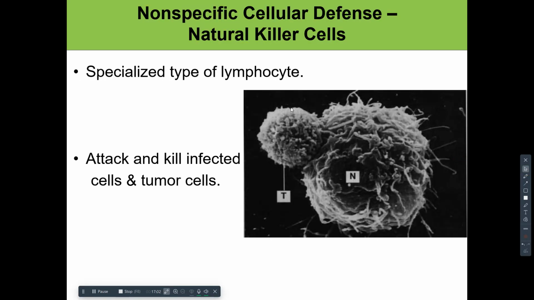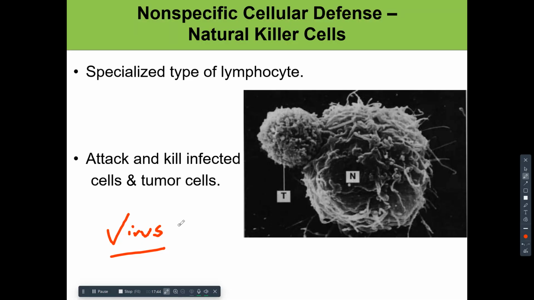All right, another nonspecific cell that we have is the natural killer cell, which is a special type of lymphocyte. I know we've already mentioned T lymphocytes and B lymphocytes. We're going to go into more detail on them as well. But there's another special type of lymphocyte called the natural killer cell. It attacks and kills infected cells. So for example, if a cell is infected with a virus, a natural killer cell will attack and destroy that infected cell. But here's the thing, the natural killer cell does not care what virus did the infecting.